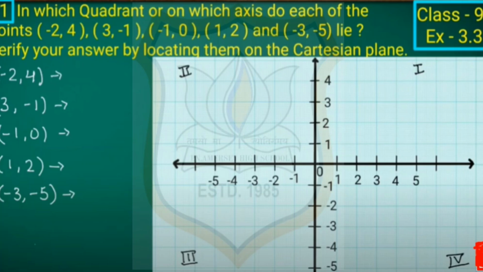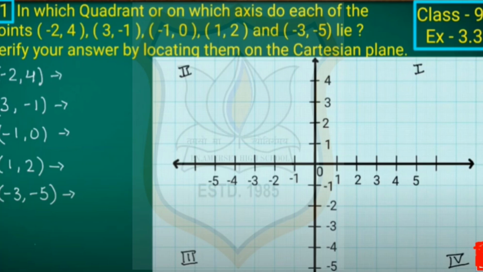First question: in which quadrant or on which axis do the points (2, -4), (3, -1), (-1, 0), (1, 2) and (-3, -5) lie? And verify your answer by locating them on the Cartesian plane. First we have to make a graph.